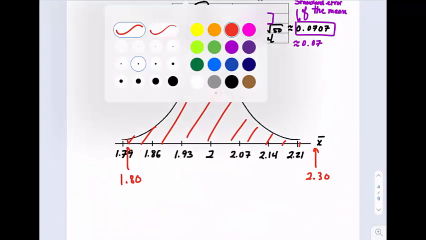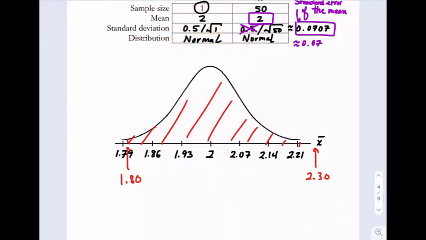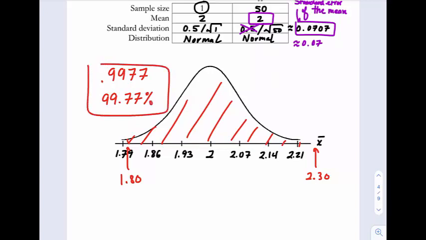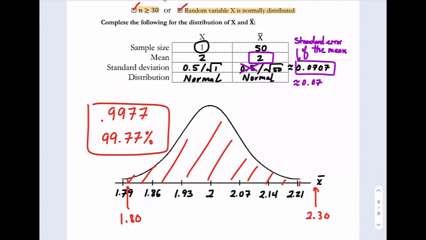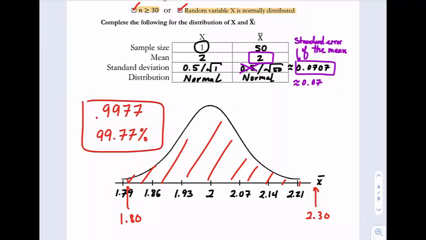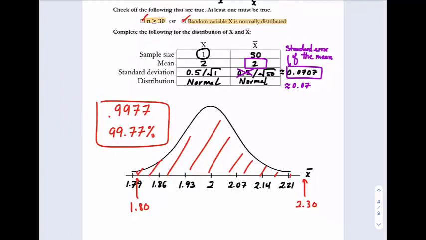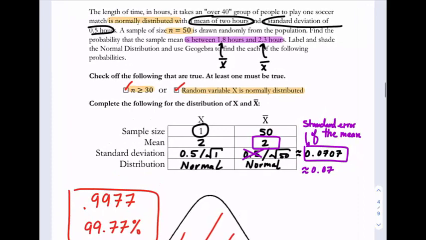So perfect. I almost have everything shaded. That should make sense there. And again, for our shaded area, the answer is 0.9977 or you could look at that as 99.77%. And there's your answer there, answering for the probability for this question. Find the probability that an average between those 2 hours there for a group of these 50 over 40 soccer players. So this completes it here for this example in this section 7.1, the central limit theorem for sample means.